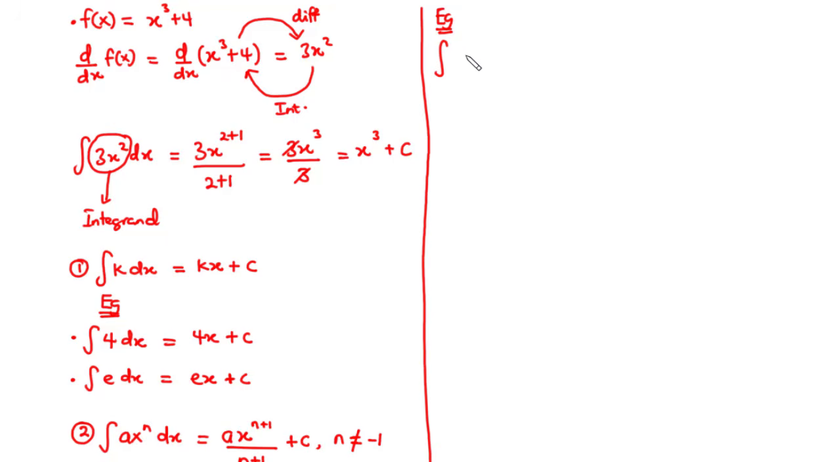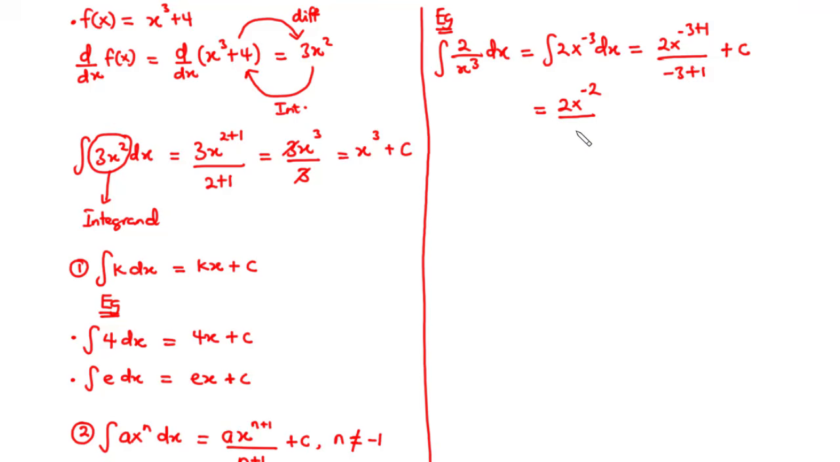So let's say we want to find the integral of the function 2 over x cubed with respect to x. So we can rewrite this as 2 times x to the power -3 dx. So we are going to increase the exponent by 1 and then divide through by the total exponent. So that's going to be 2x to the power -3 plus 1 divided by -3 plus 1 plus c. So that is equal to, we have 2x exponent -2 divided by, this becomes -2 and then plus c.